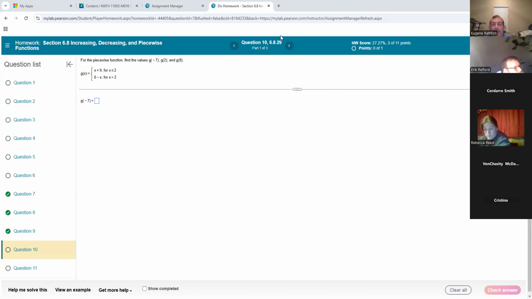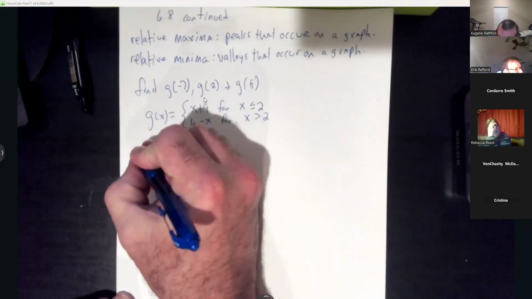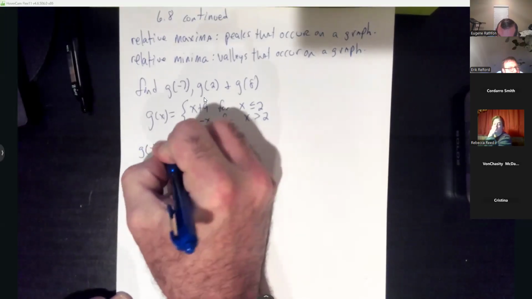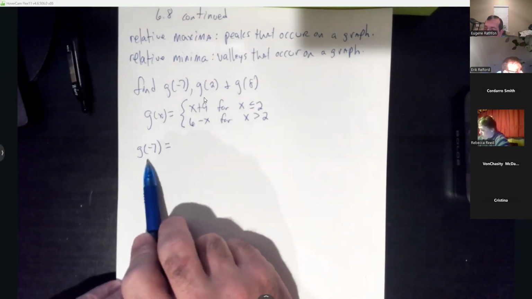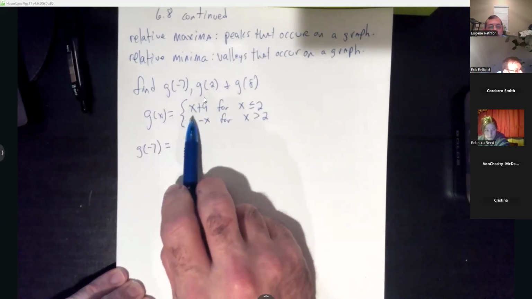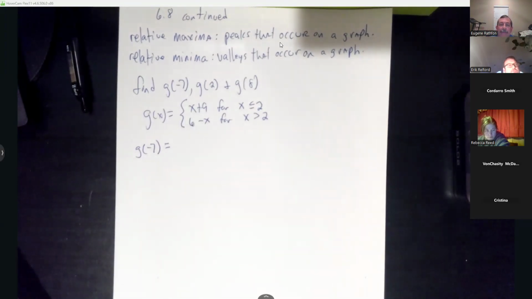All right, y'all, so let me go back to my pad here. You got these two equations, and they want me to find these three values. So I'm going to start with g of negative 7. So y'all, here's the question. To find g of negative 7, will I use the first equation or the second equation? First equation, good job, y'all, because negative 7 is less than 2.